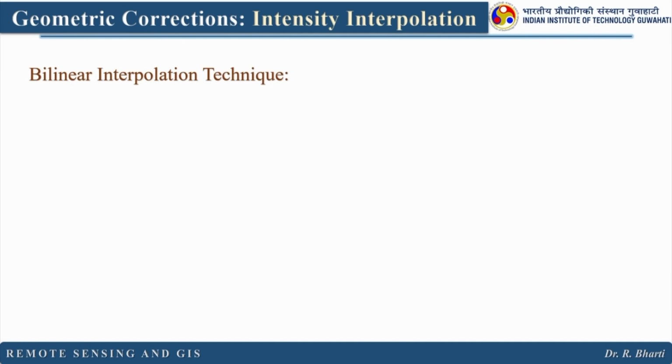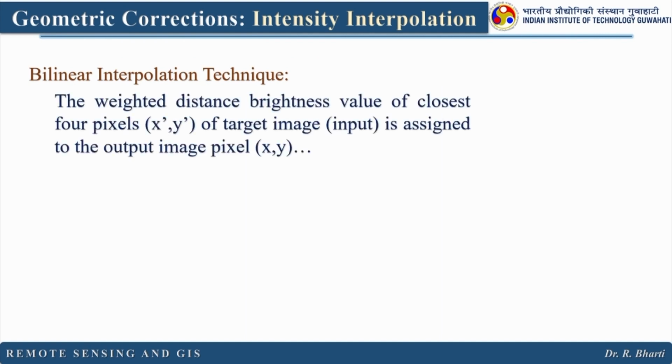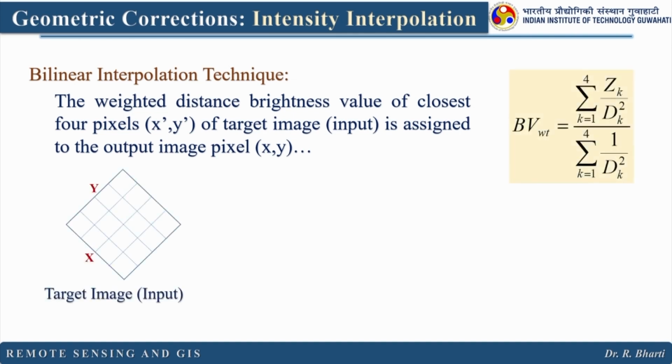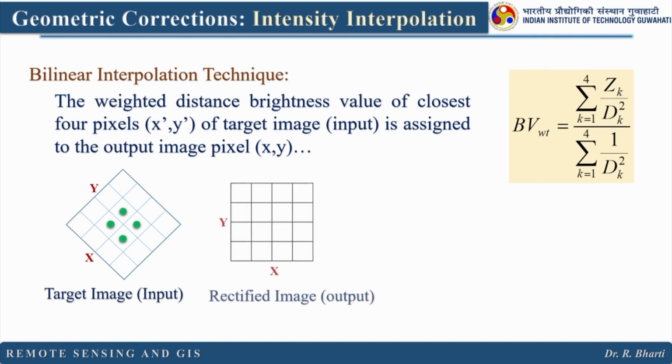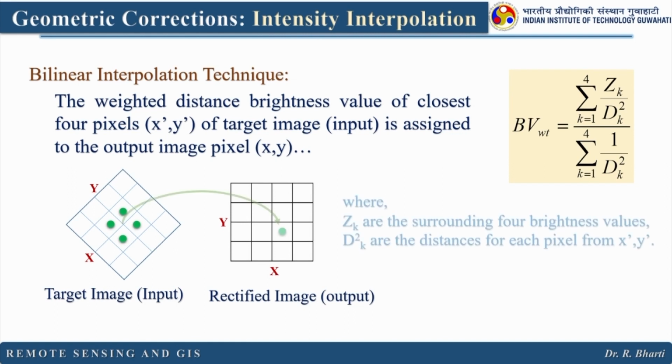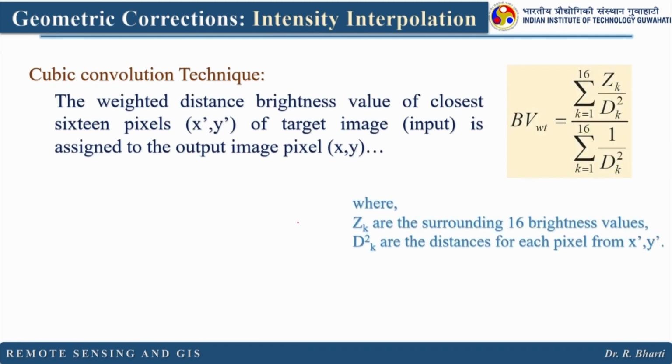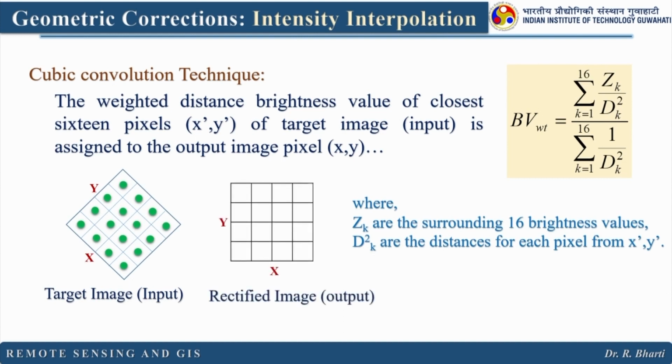In the bilinear interpolation technique, the weighted distance brightness value of the closest 4 pixels of the target image is assigned to the output image pixel, right. So, this is very simple. Here you will consider 4 pixels and the weighted distance brightness value will be assigned to this particular pixel, right. In cubic convolution, what is happening? You will use 16 adjacent pixels, those will be averaged and that will be assigned to this, right. So, this is how we are going to do intensity interpolation.